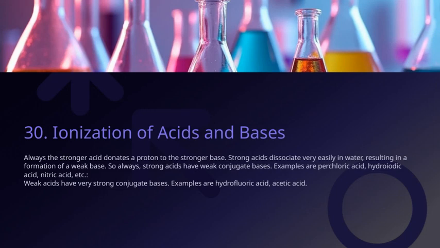This is a fundamental rule in acid-base chemistry. Strong acids, like perchloric acid, hydriodic acid, and nitric acid, dissociate very easily in water. Because of this, they form weak conjugate bases. Think of it this way: the stronger the acid, the weaker its conjugate base. Conversely, weak acids tend to have very strong conjugate bases. For example, hydrofluoric acid and acetic acid are weak acids, but their conjugate bases are quite strong.